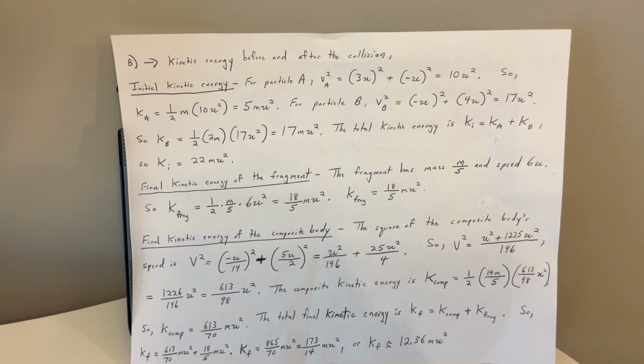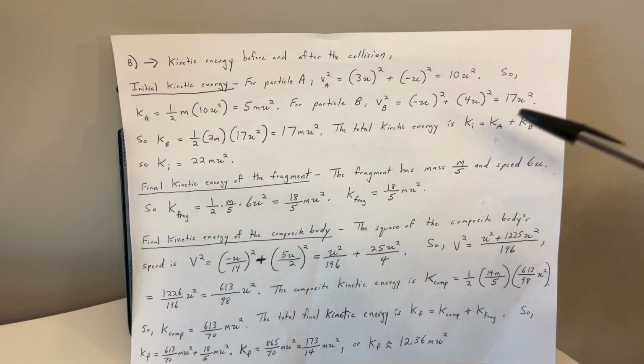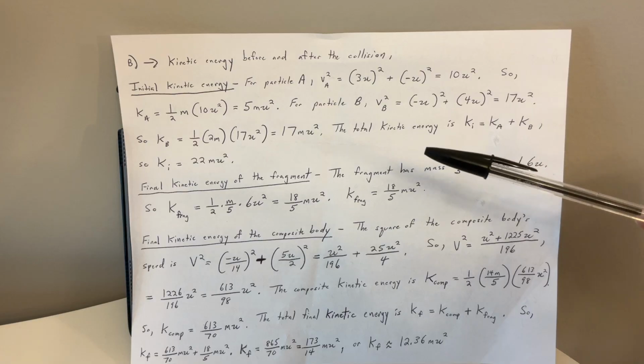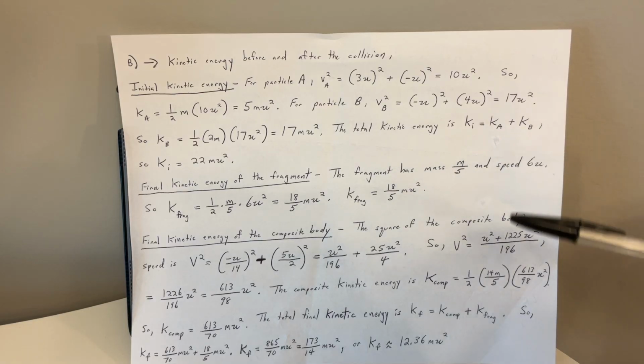And for now particle B, V sub B squared equals (negative u) squared plus (4u) squared. So that's going to equal 17u squared. And here K sub B is going to be 1/2 times 2m times 17u squared, so that's going to be 17mu squared. So the total kinetic energy is K sub I equals K sub A plus K sub B. So K sub I equals 22mu squared.